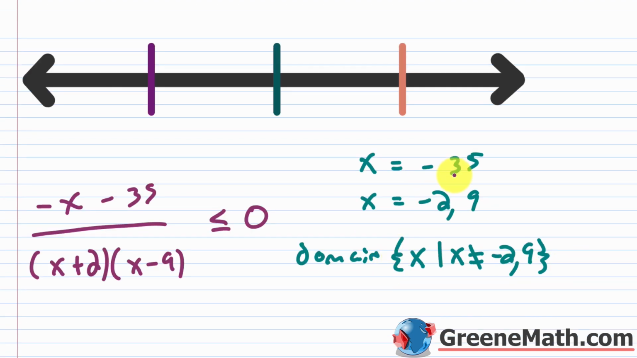So coming back here, let's think about the critical values. You have negative 35. That's going to be the furthest to the left on this number line. Then you have negative 2. That's going to be in the middle.